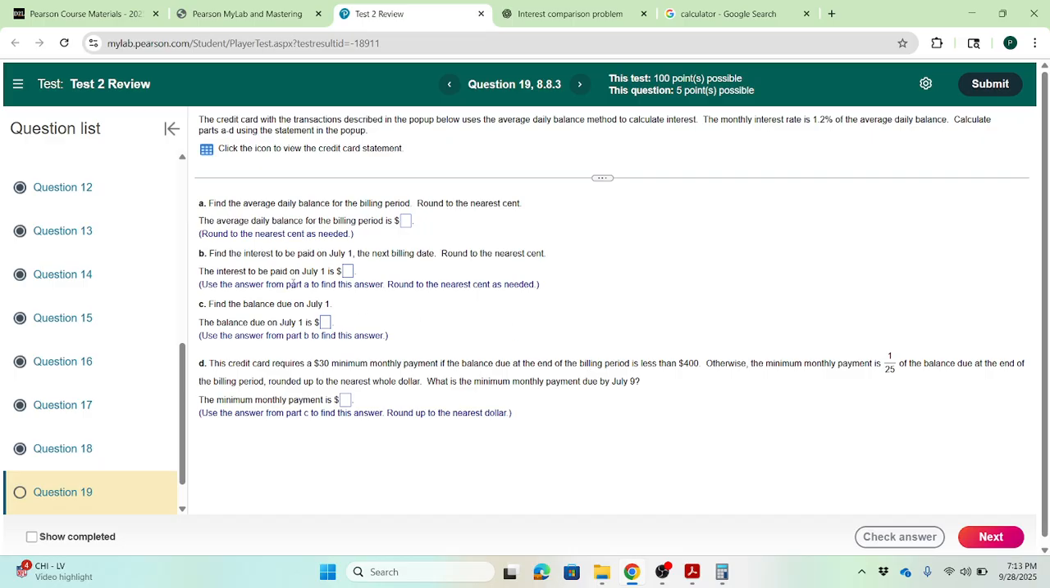Okay, this is a credit card question. The credit card with the transaction described in the pop-up below uses the average daily balance method to calculate interest. The monthly interest rate is 1.2% of the average daily balance. Calculate parts A through D using the statement in the pop-up.